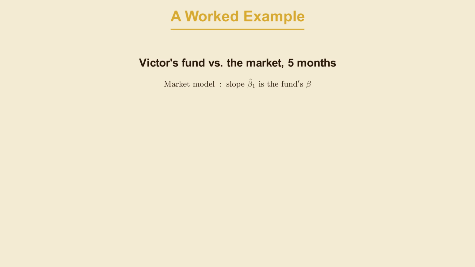This particular setup, regressing an investment's excess return on the market's excess return, is common enough that it's got a name and is called a market model. And the slope that it produces is the fund's beta.